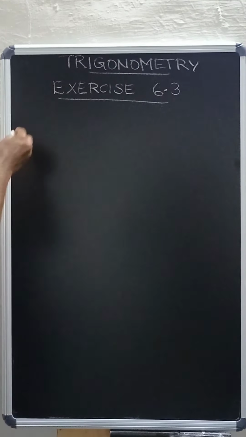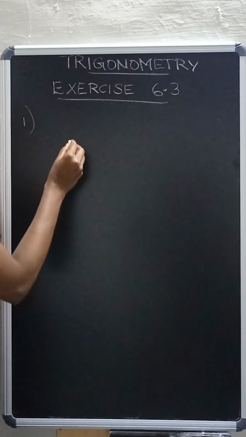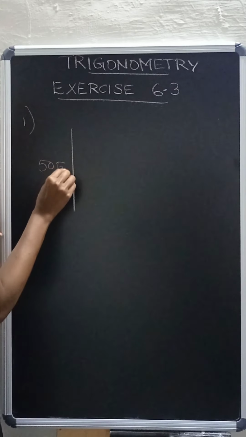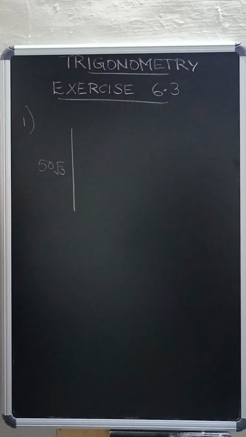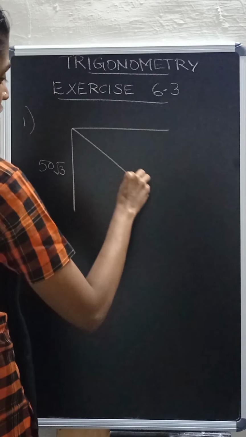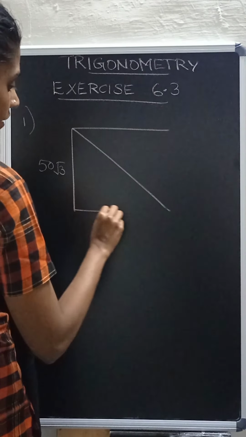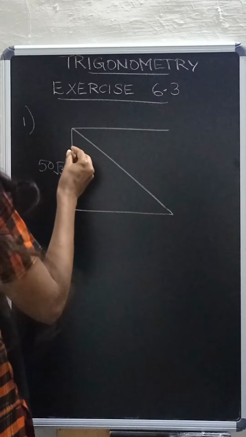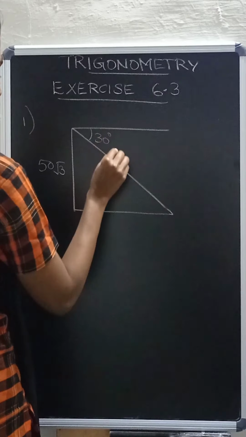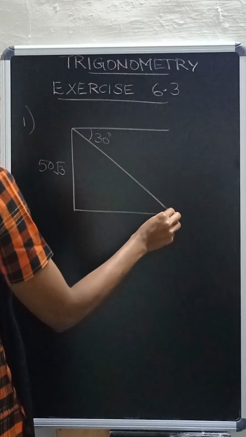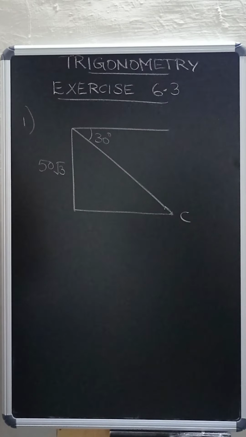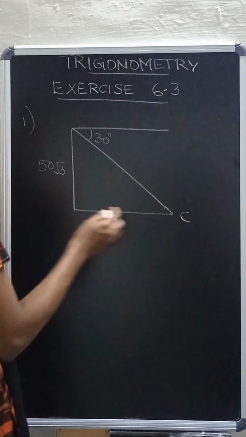Now we will draw the diagram. From the top of a rock of 50√3 meters high, the angle of depression of a car on the ground is observed to be 30 degrees. So you have a car here. Find the distance of the car from the rock.